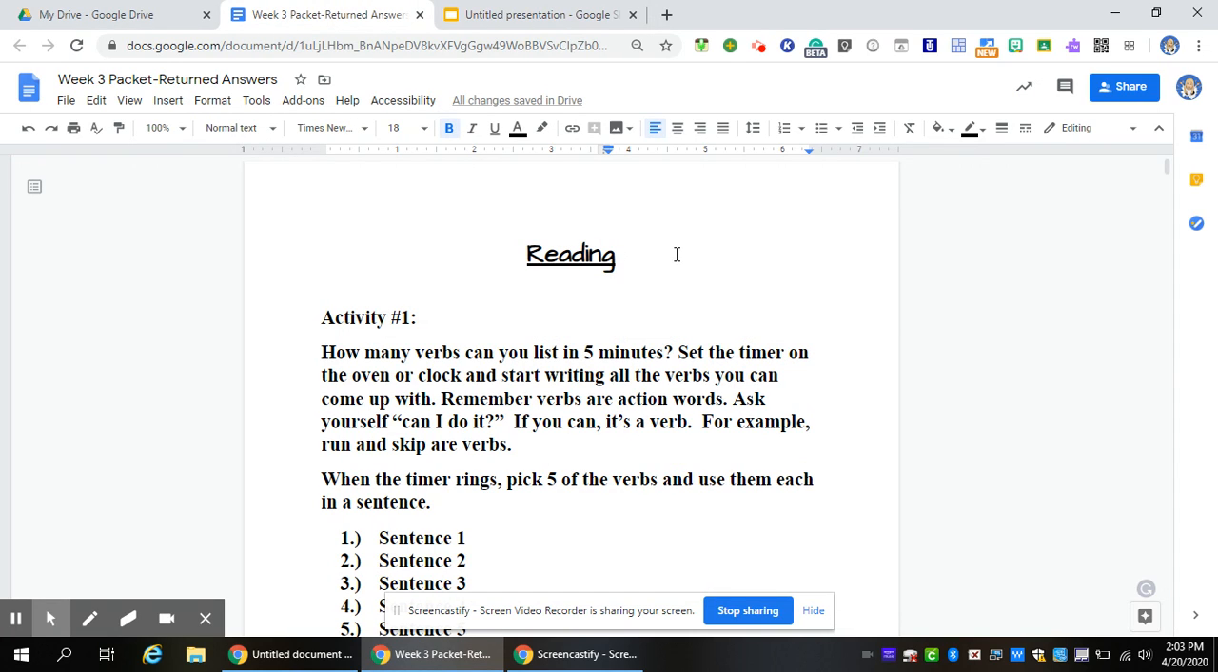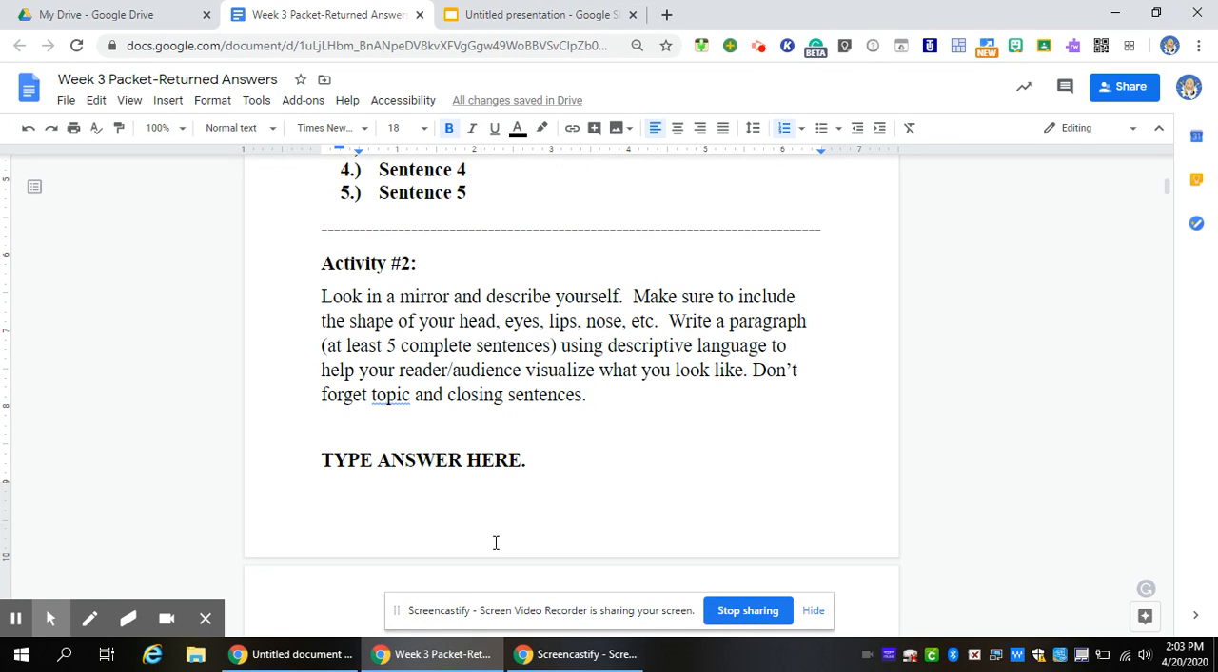Let's start with activity 1 in reading. How many verbs can you list in 5 minutes? Simply set a timer and have your child list verbs. Remind them that you can use action verbs, so things that they do. There are also linking verbs, but just have them focus on action verbs. So if they can do it, it's a verb. The examples that were given are run and skip. Now, we don't want them writing sentences about all of those verbs, so only do 5 of the verbs that they choose, and they should write those in sentences.